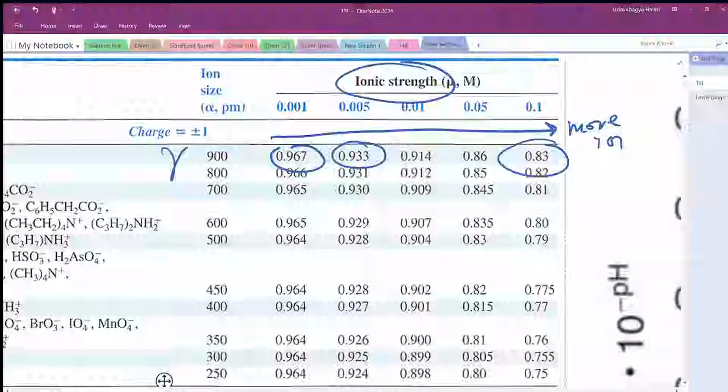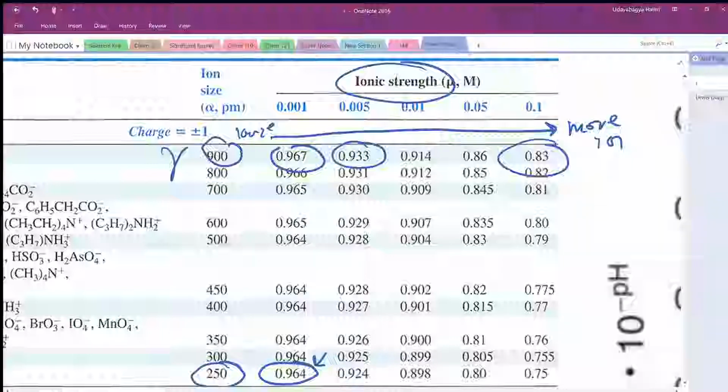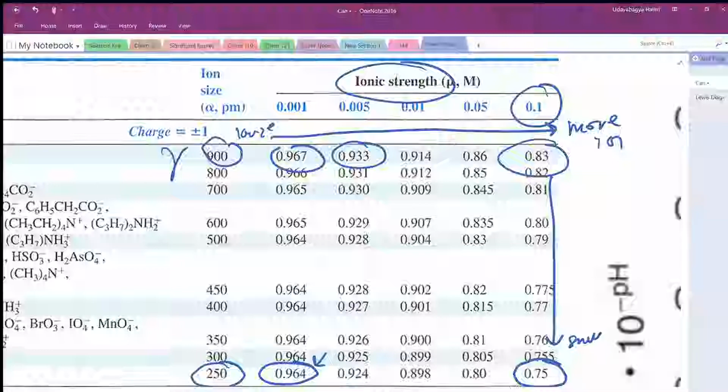And this one here is large, at 900 picometer. The first number here is 9.67, but as your ionic size gets smaller, the effect is going to get bigger, 9.64. It's going to be tiny, but it's going to be there. Or if you look at it when it's concentrated, 0.83, and as the size gets smaller, the activity coefficients also go smaller. Right? It's just how to read the data.